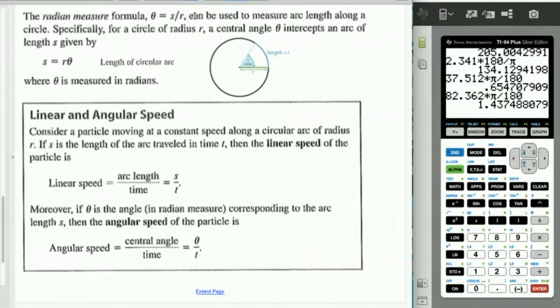Now, we don't really use it that way very much, but we can also manipulate this formula, theta equals the arc length over the radius, by solving for the arc length. I can multiply by r, and I can write that the arc length s is equal to r times theta, where theta is measured in radians. There's a couple reasons that's useful.